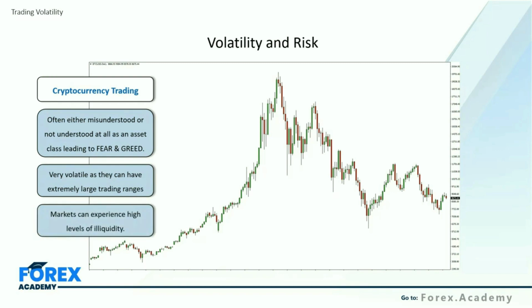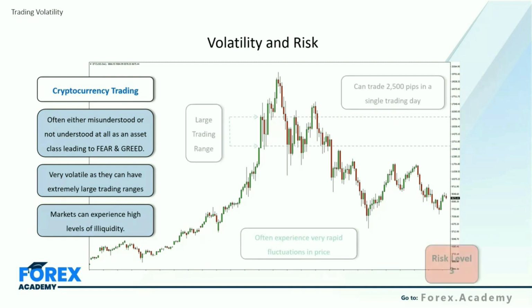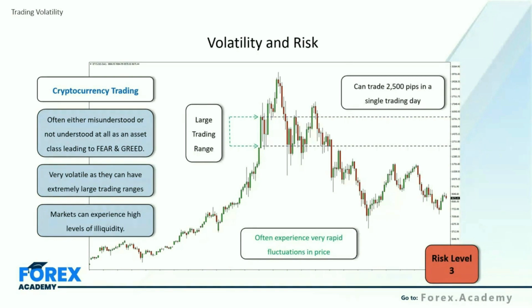Markets here can experience very high levels of liquidity, and this is because prices are being traded very rapidly as traders buy and sell this asset. We can see it has moved from almost 13,000 to 15,500 in one particular trading day, a very extensive trading range, almost 2,500 pips in this single trading day. And we can see that that is indicative of very fast and rapid fluctuations in price.